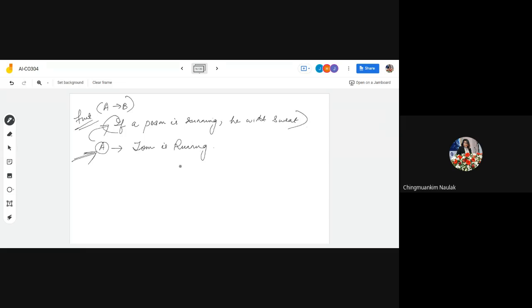This is the fact. So how will you prove that Tom is sweating? If you substitute Tom here instead of a person, if Tom is running, then he will sweat, right? Tom is running, that's the given statement, right? So you can conclude that Tom is sweating.